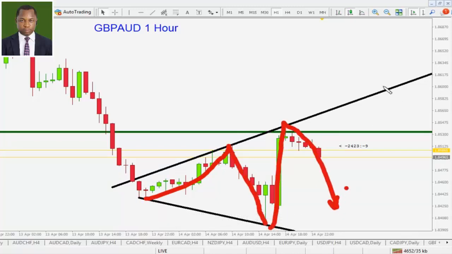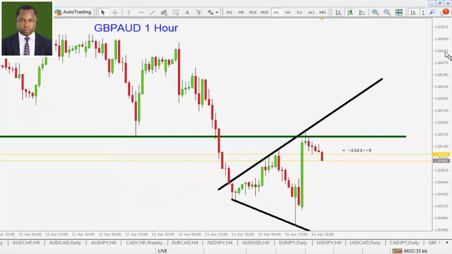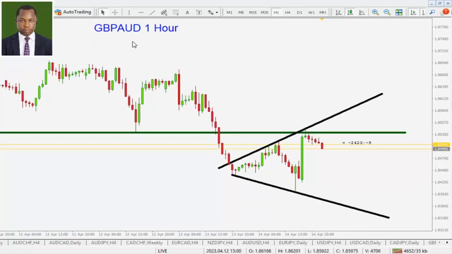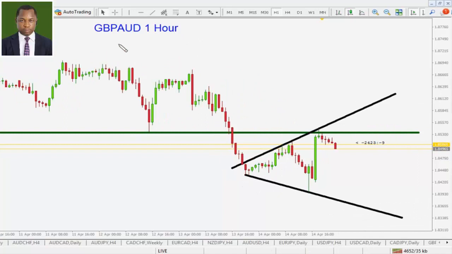So that was the market confusion, and so I am expecting that for this upcoming week, in the sterling pounds against the Australian dollar, just like we are expecting the Australian dollar to have some strength, we should be seeing price pushing to the downside. Okay, that's my analysis.